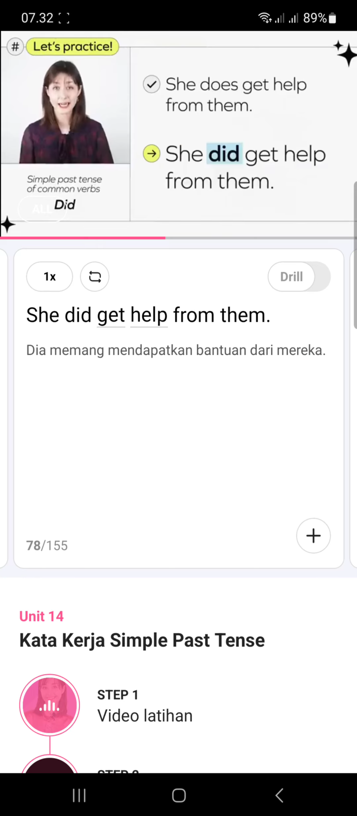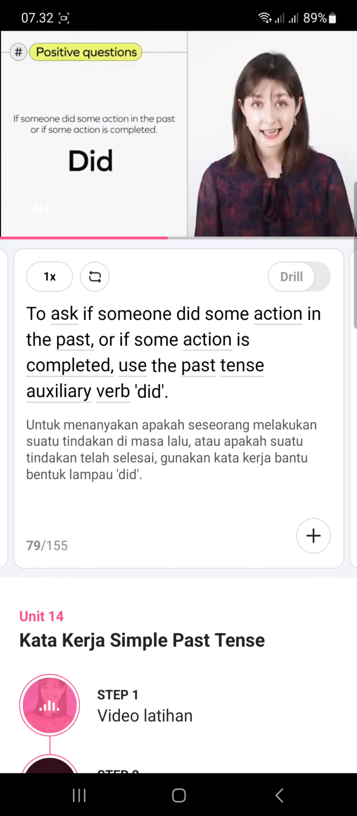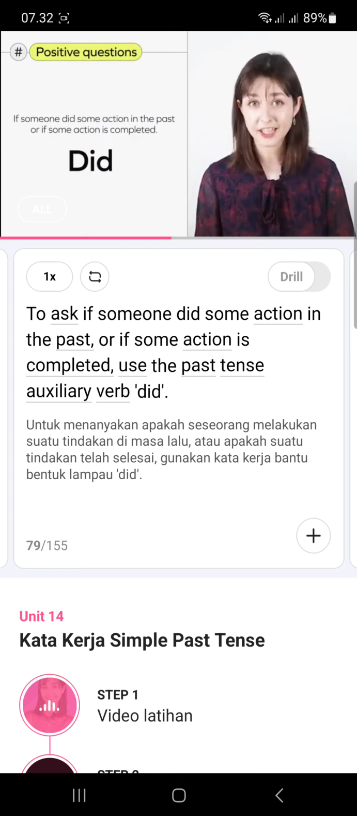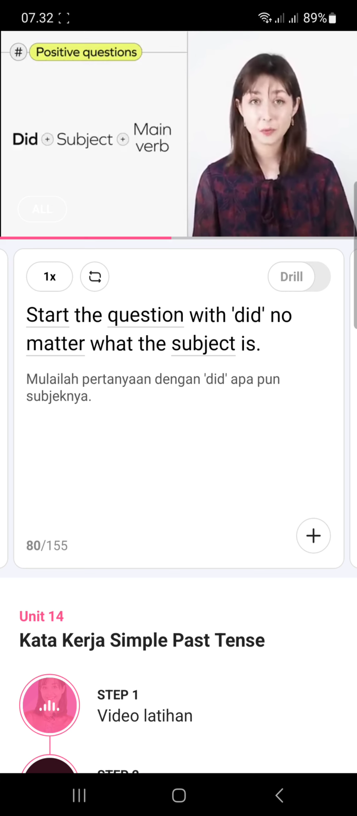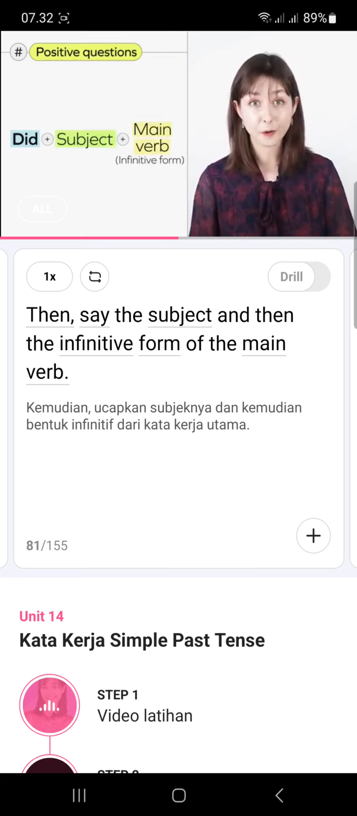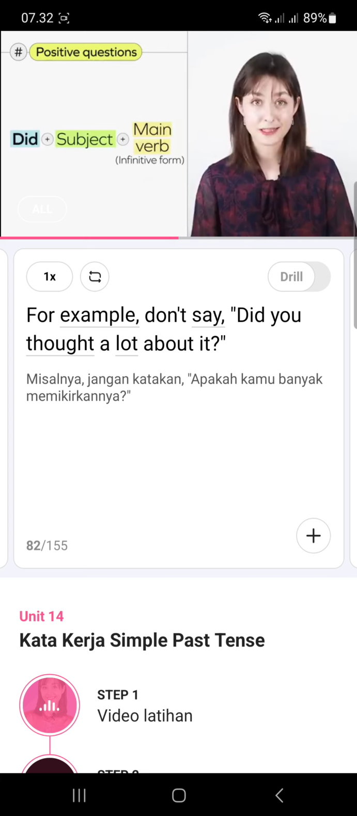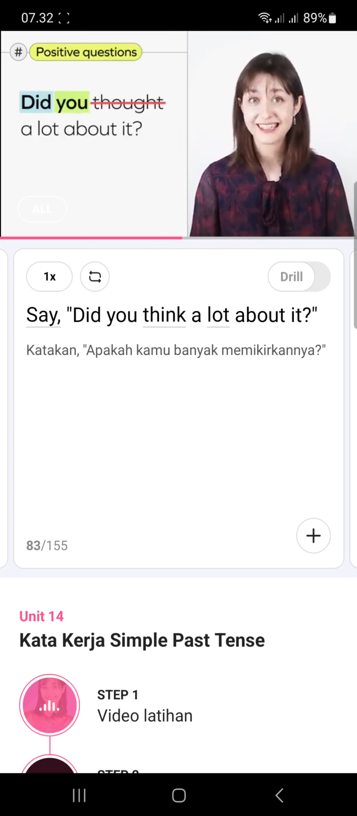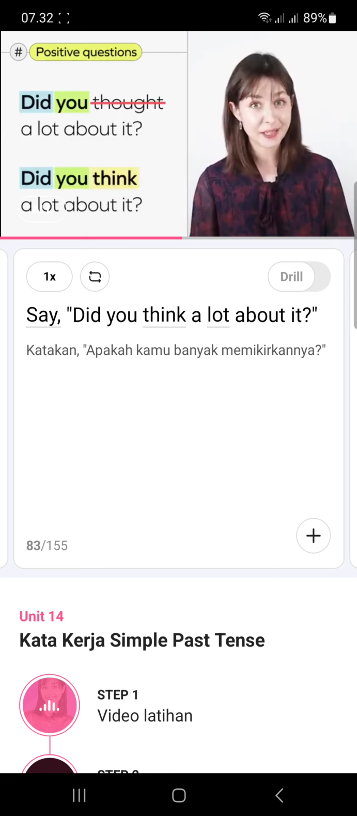Right. She did get help from them. To ask if someone did some action in the past, or if some action is completed, use the past tense auxiliary verb did. Start the question with did, no matter what the subject is. Then, say the subject, and then the infinitive form of the main verb. For example, don't say, did you thought a lot about it? Say, did you think a lot about it?